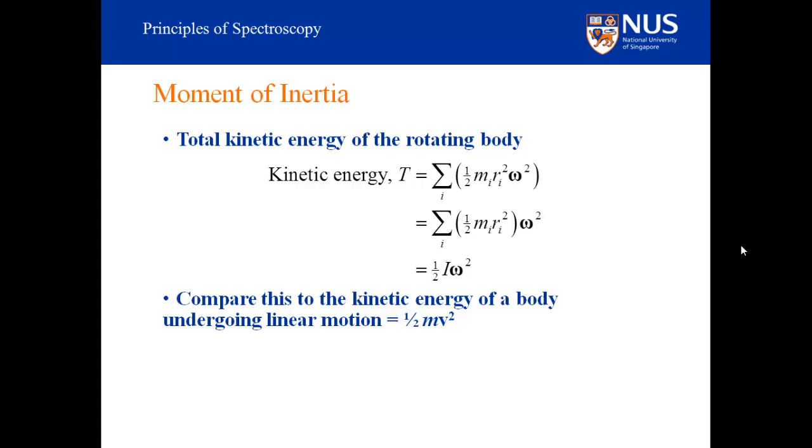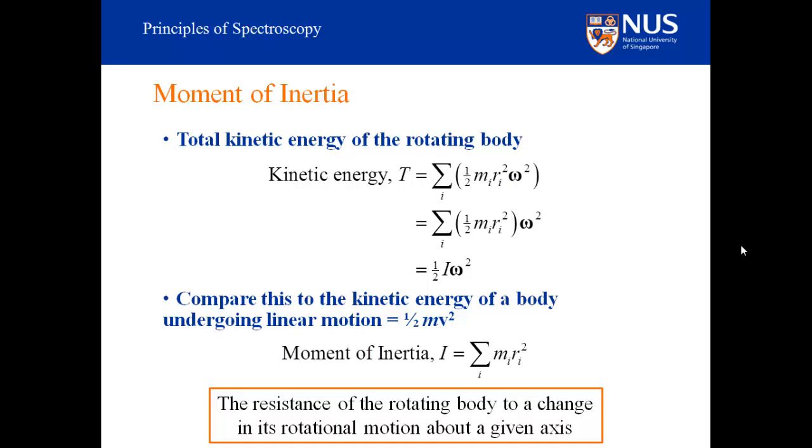So when we make the transformation from linear motion to rotating motion, my linear velocity v gets changed into angular velocity omega, and my resistance to linear motion, mass, gets converted to my resistance to angular motion, I. So you can see that it is directly analogous. So the resistance of the rotating body to a change in its rotation motion about a given axis is my moment of inertia. We can see, of course, that the moment of inertia is axis dependent.